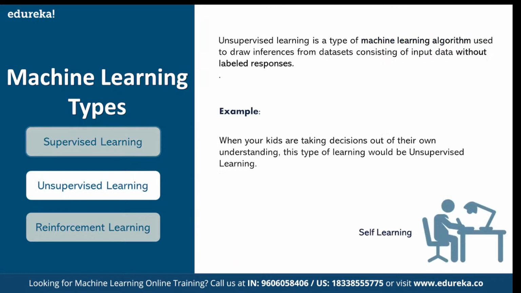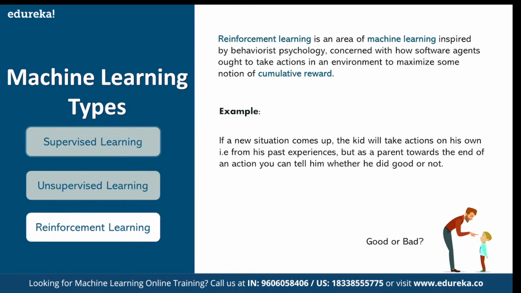Okay, similarly, unsupervised learning is a kind of machine learning algorithm used to draw inferences from a data set consisting of input data without label responses. See, the term label responses is mentioned over here. For example, when your kids take decisions out of their own understanding, this is a kind of learning which you call unsupervised learning. So anything which does not have supervision is something which you call unsupervised.